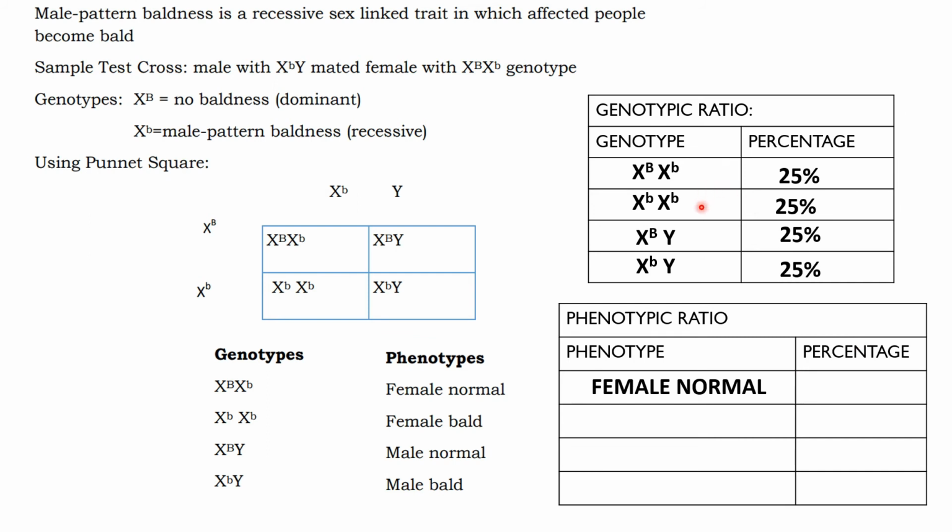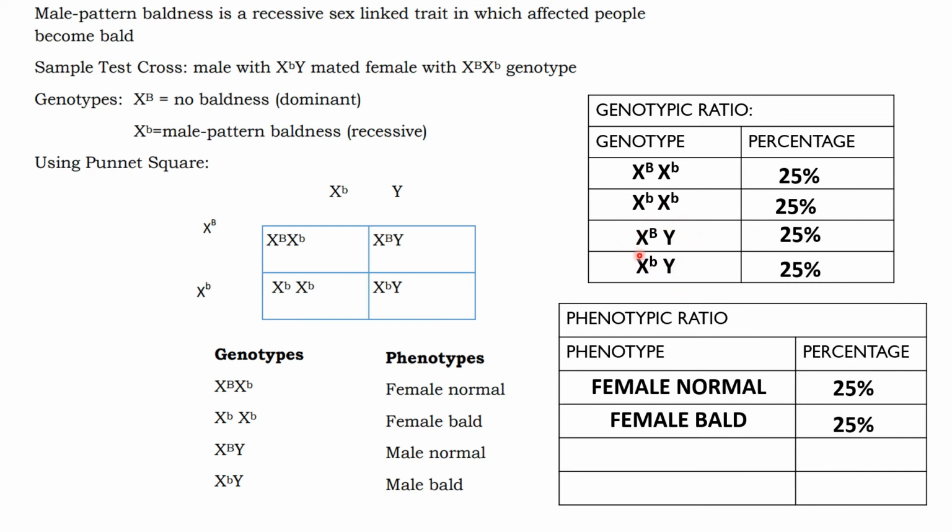What do you think is the phenotype of this genotype? XBXB. So this is a female bald. So this is another offspring that can be a female bald. Okay, so that is a female bald. The female normal here, since it is 25%, it also comprises 25%. Like female normal, female bald here also makes up 25%.